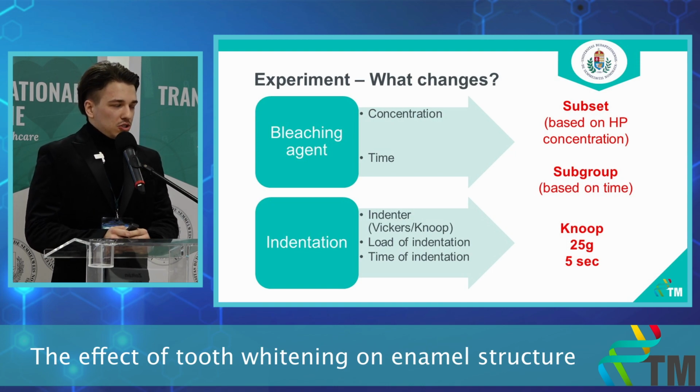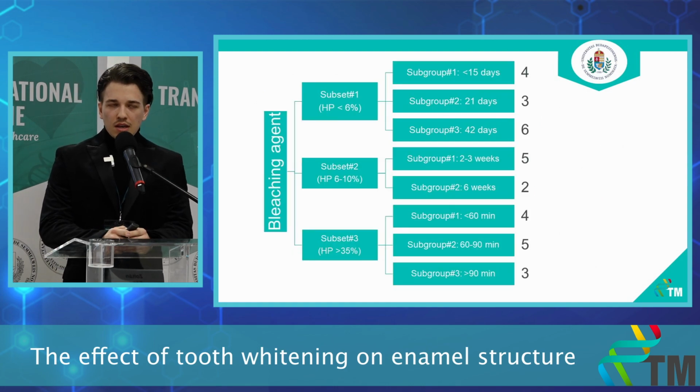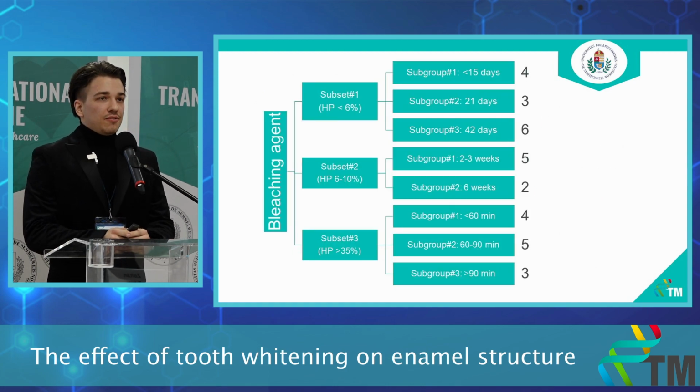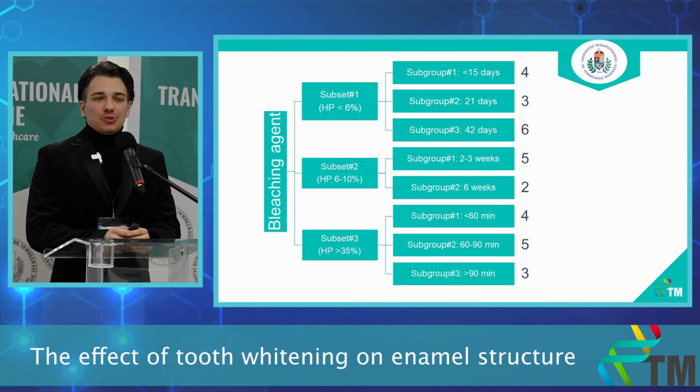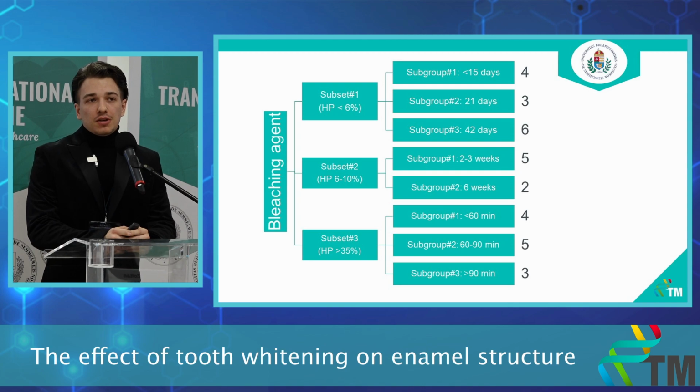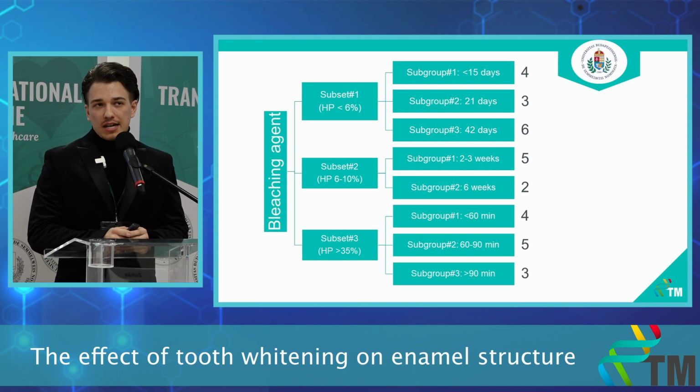Based on the concentration and time, we created subsets and subgroups. On this slide, you can see how we divided them. The first two contain low concentrations of hydrogen peroxide used for a longer period of time, which is commonly true for at-home bleaching, when the patient can bring home the product and do the bleaching for themselves.